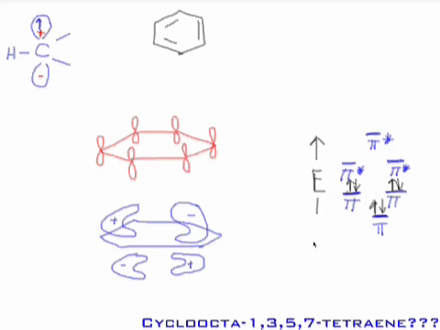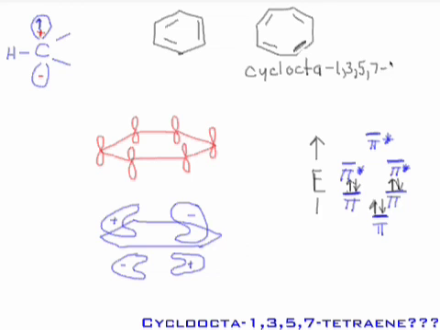But is this aromaticity restricted only to benzene? For example, consider the molecule cyclohexatriene. In the case of cyclohexatriene, consider, let's write it out, cyclo-octa, what have we got? 1, 2, 3, 4, 5, 6, 7, 8. 1, 3, 5, 7 tetraene.